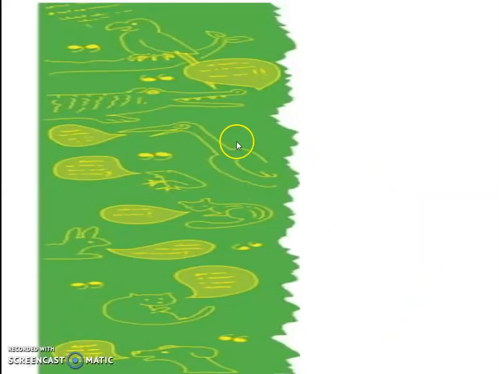Dear students, observe this picture. Whenever you observe this picture carefully, you can find various animals and birds hiding in it. Okay, what is this? This is a parrot. This is a picture of a parrot, and the parrot is saying something.